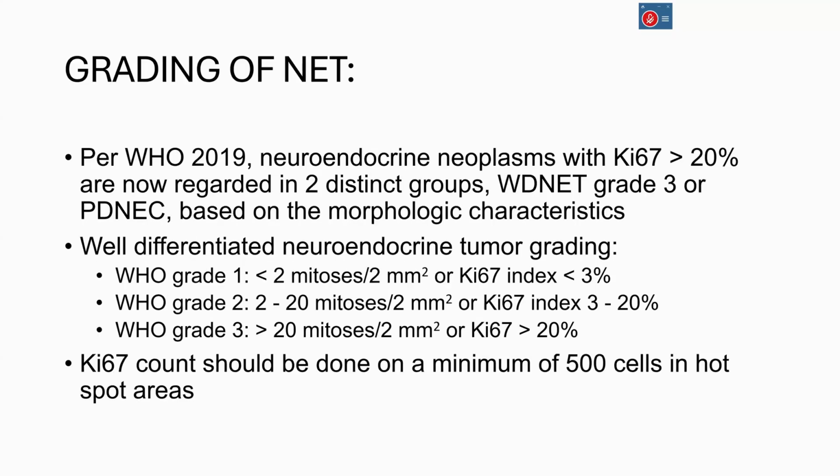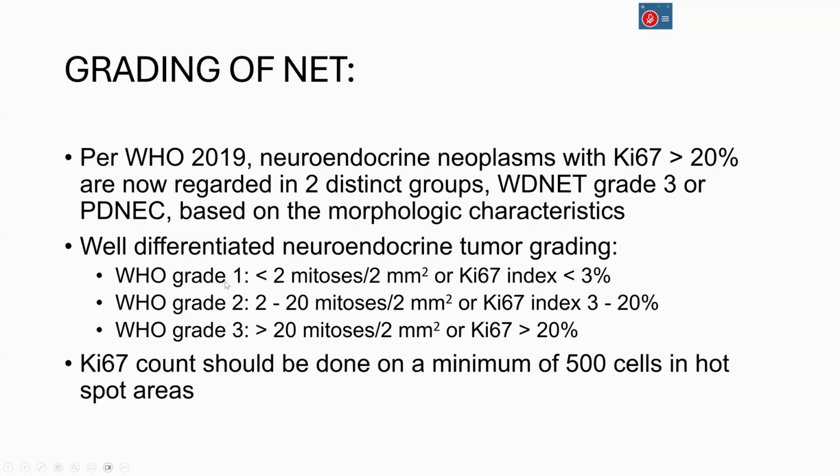So grading is very important in neuroendocrine tumor, correct and accurate grading, because prognosis is primarily dependent on the grade. As per the most recent WHO 2019, although we are expecting another edition at the end of this year, GI WHO, but as per 2019 edition, this is the grading system we use.